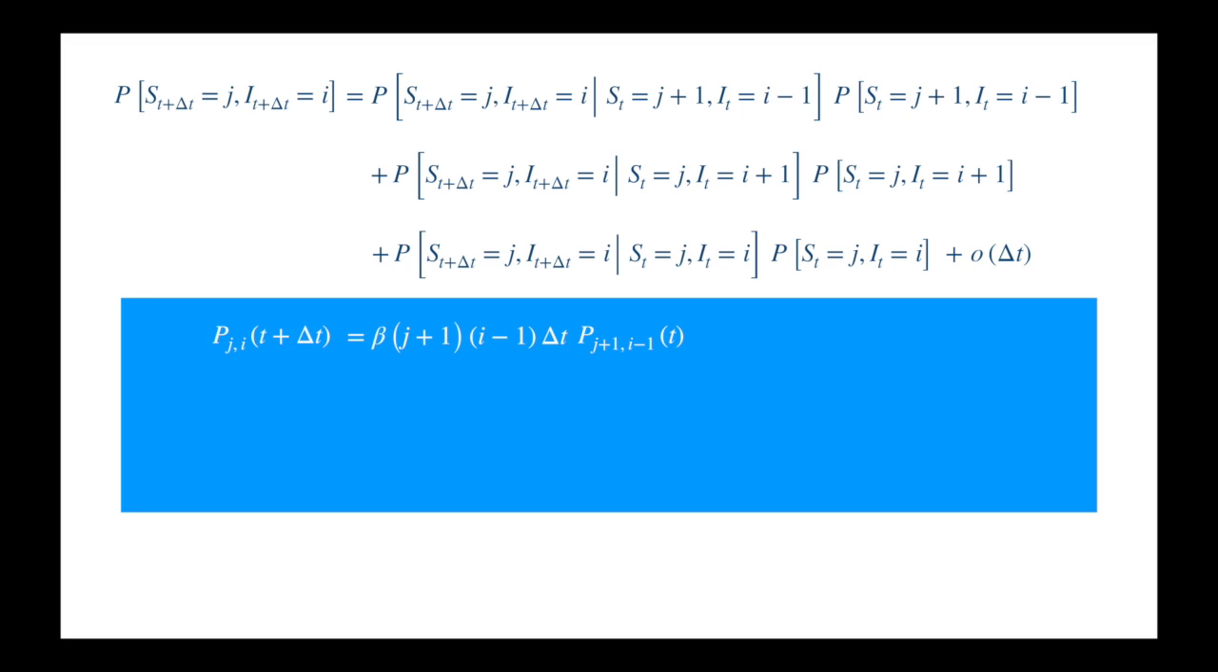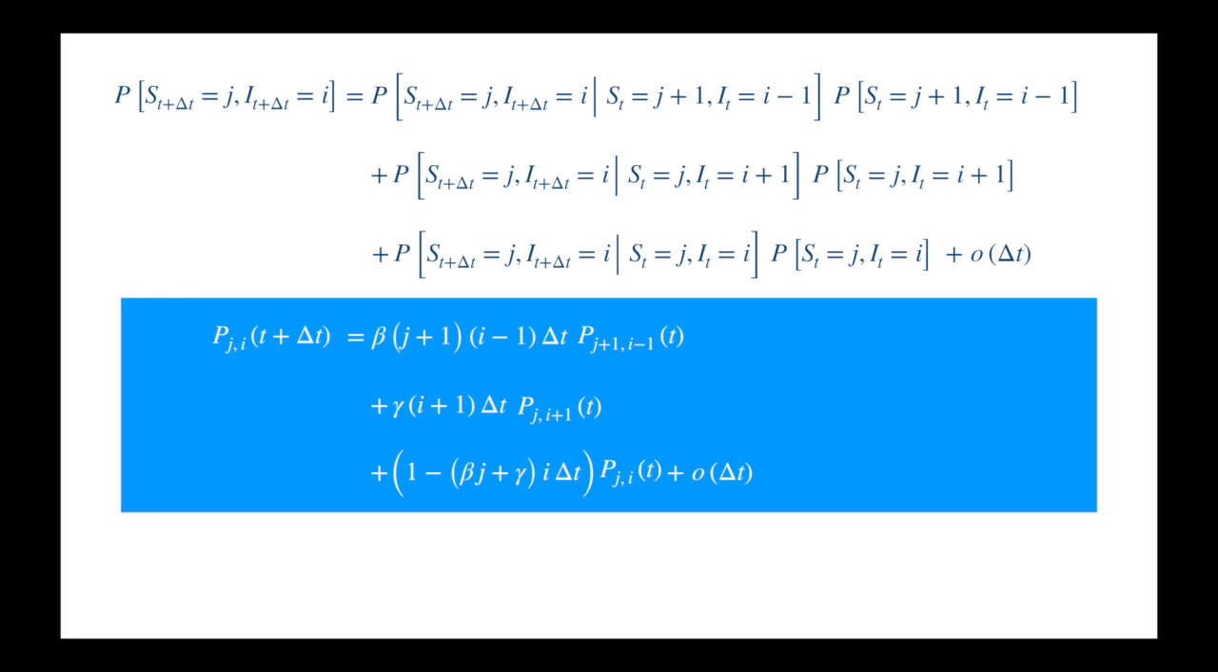We can then substitute for the conditional probability in the second line, which is just the probability of recovery, so gamma times number of infectives, and again abbreviate the probability. And finally, we substitute for the conditional probability in the third line, which is the probability of no change, and then abbreviate the probability and add the order of delta t term to capture the residual effects.